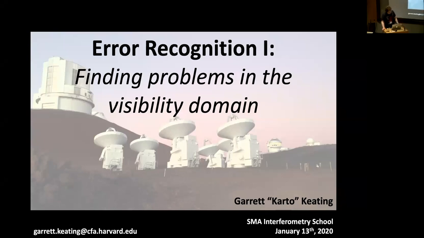So the talk I'm going to give right now, I wasn't quite sure what exactly to call it, so I called it error recognition. Really the idea here is that those of you who have never worked with astronomy data before may not know, but there exist problems inside of data. And it's nice to be able to identify those problems because problematic data is problematic.